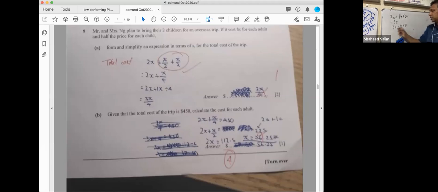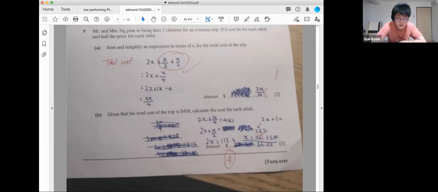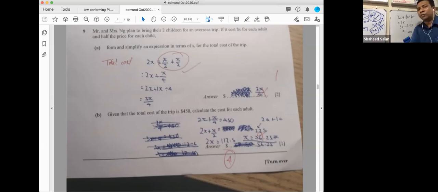Can 3x equal 450? What is x? You can use a calculator lah. Use your calculator to find. 150. 150. You cannot hear me.